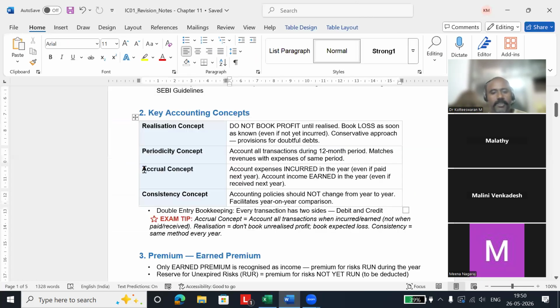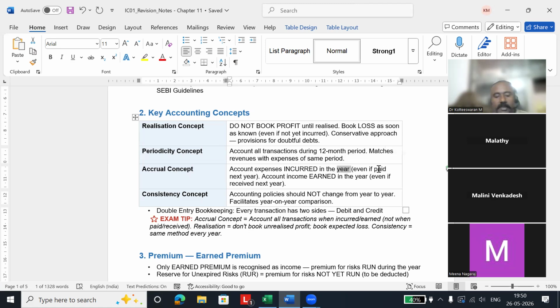Okay. So accrual concept. Accrual concept is: expenses incurred in the year are accounted, even if paid next year, and income earned in this year is accounted, even if it is received next year. Accrual is whenever we are getting things, we are accounting it. So this is called accrual concept. Expenses incurred in this year, even if it is paid in the next financial year, we'll keep it in the books of account as deducted.